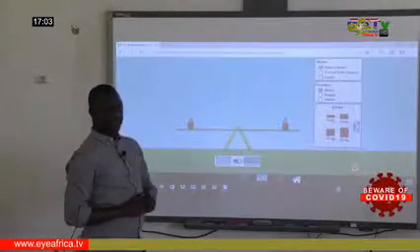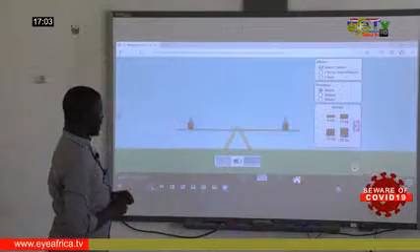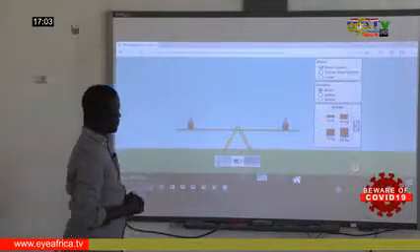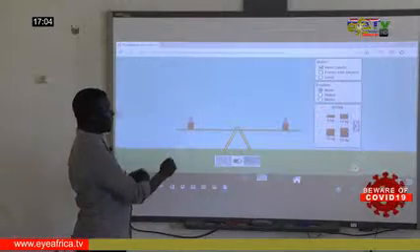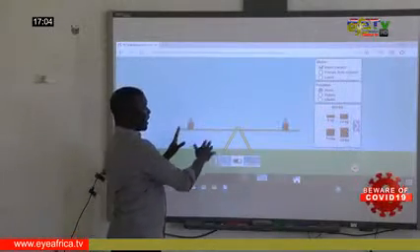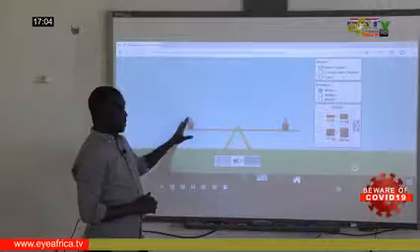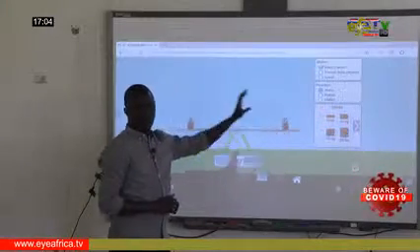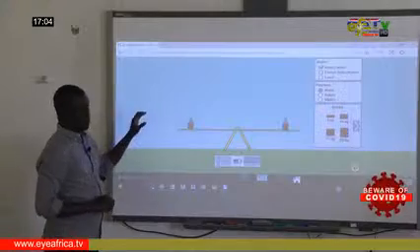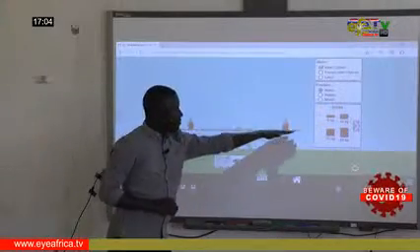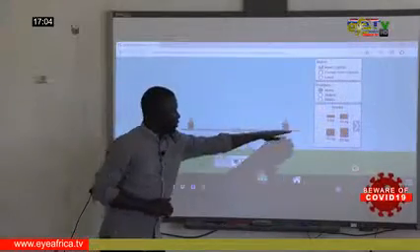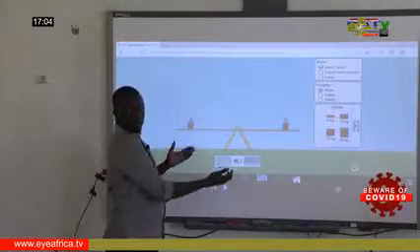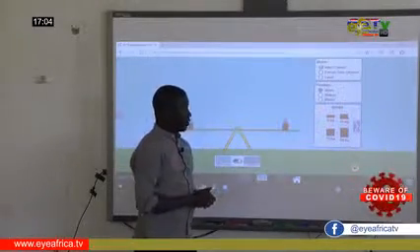Let's have a look at this. There's a simulation here that will help you understand this very well. This is a seesaw. As you can see, on the right-hand side we have 20 kilograms, and we have 20 kilograms also on the left-hand side. By looking at it, we understand that this is balanced because they are at par. Both sides are equal, which is why it's balanced.